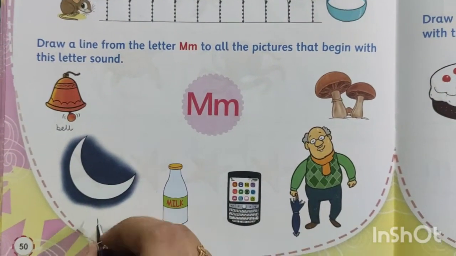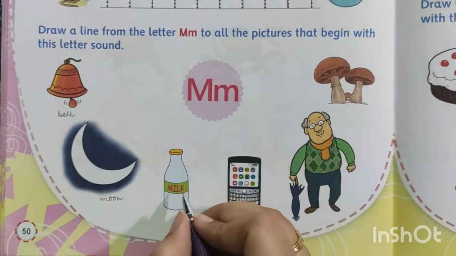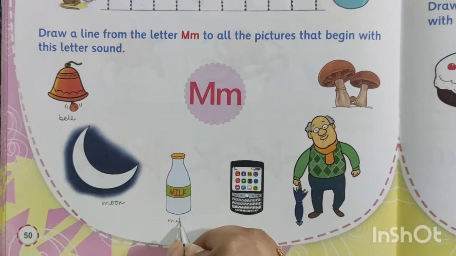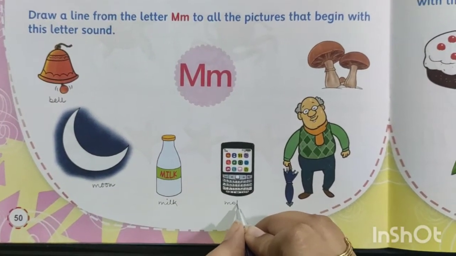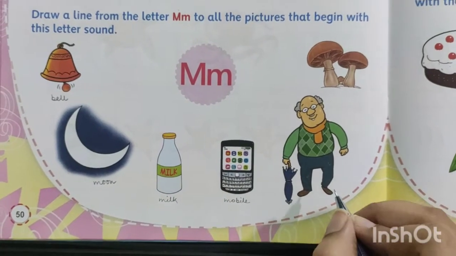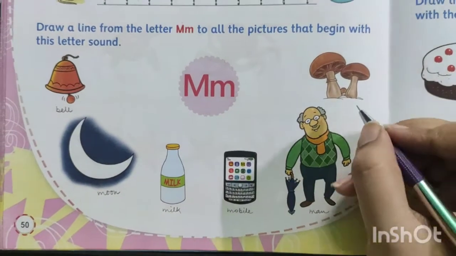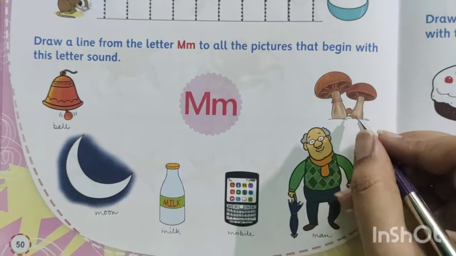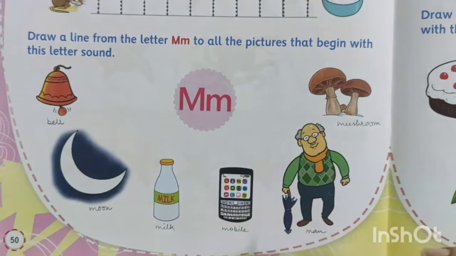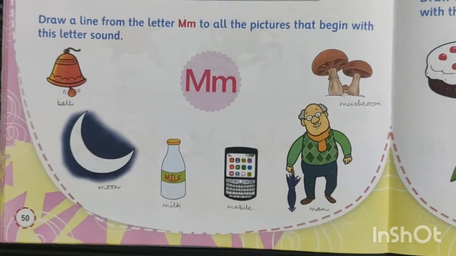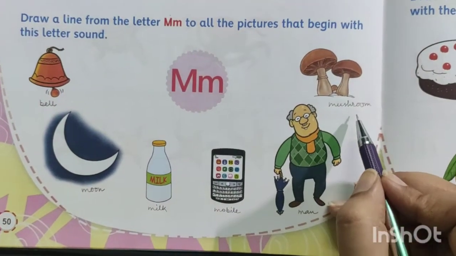Next, this is moon, M-O-O-N, moon. This is, you can see, milk. So M-I-L-K, milk. This is mobile, M-O-B-I-L-E, mobile. He is man, M-A-N, man. And this is mushroom, M-U-S-H-R-O-O-M, mushroom. So here: moon, milk, mobile, man and mushroom.